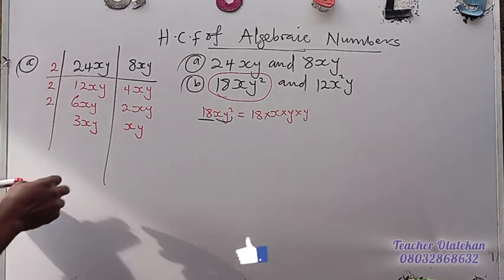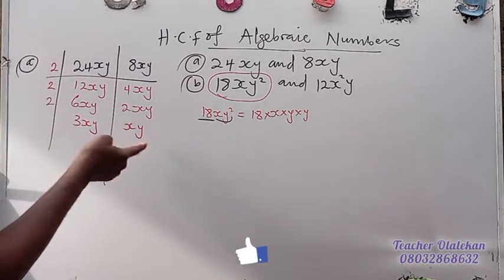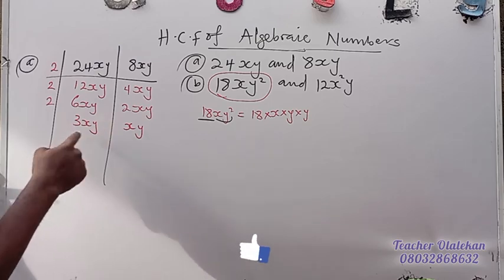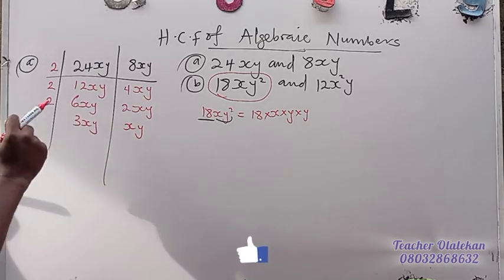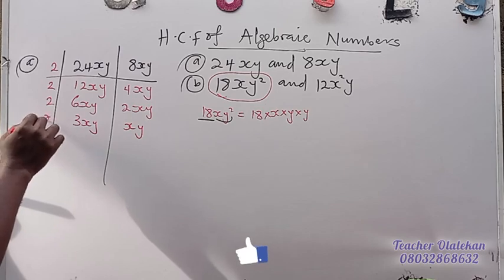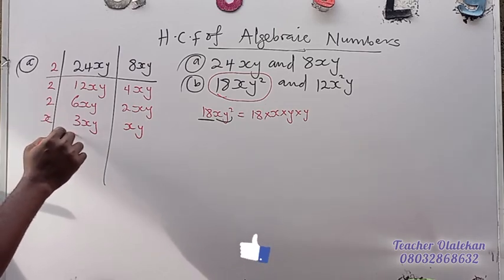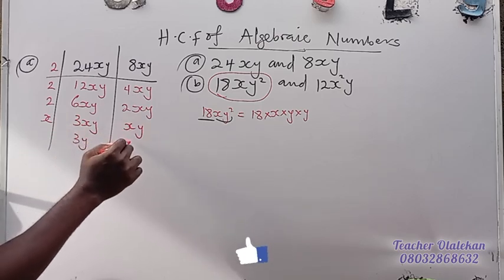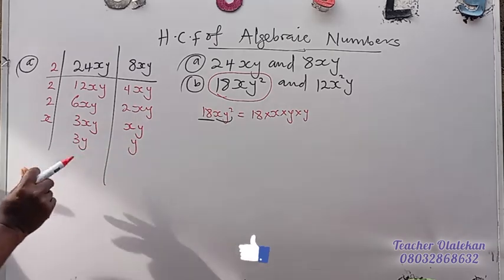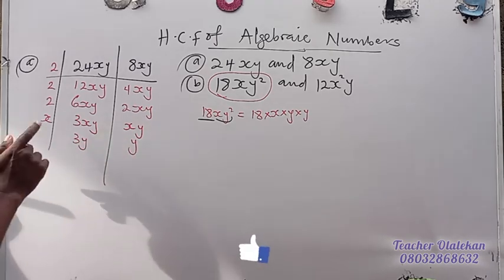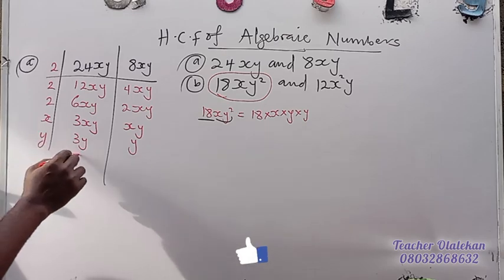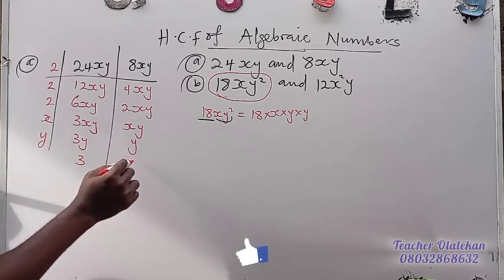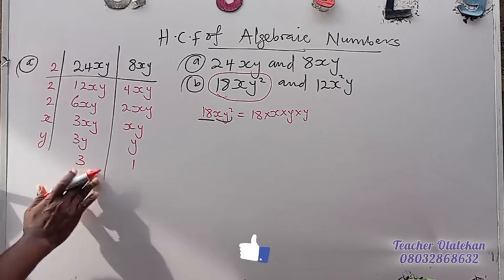Now we're moving to the letters. What is common between them? We can see that x is common and y is common. So we use x first. That gives us 3y and y, because x is cancelled. Since y is common, we use y again. That gives us 3 and 1. So we are done with that.